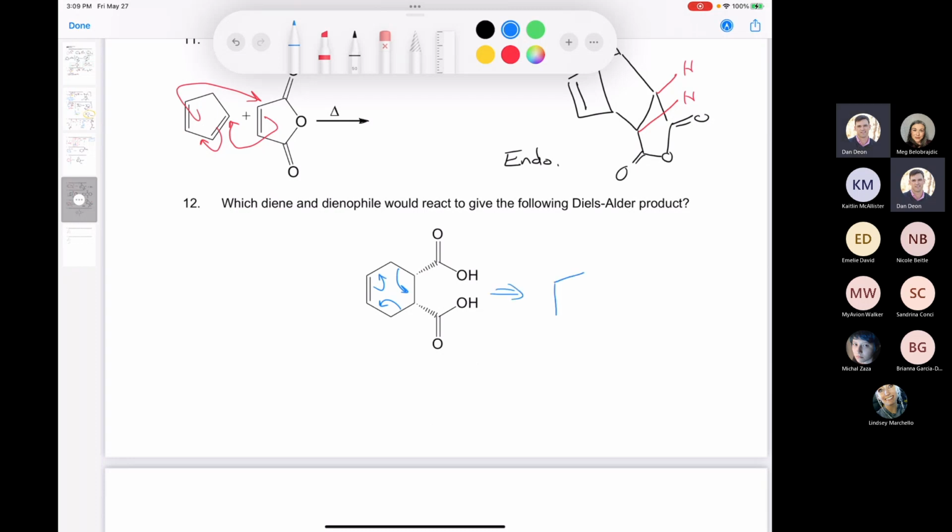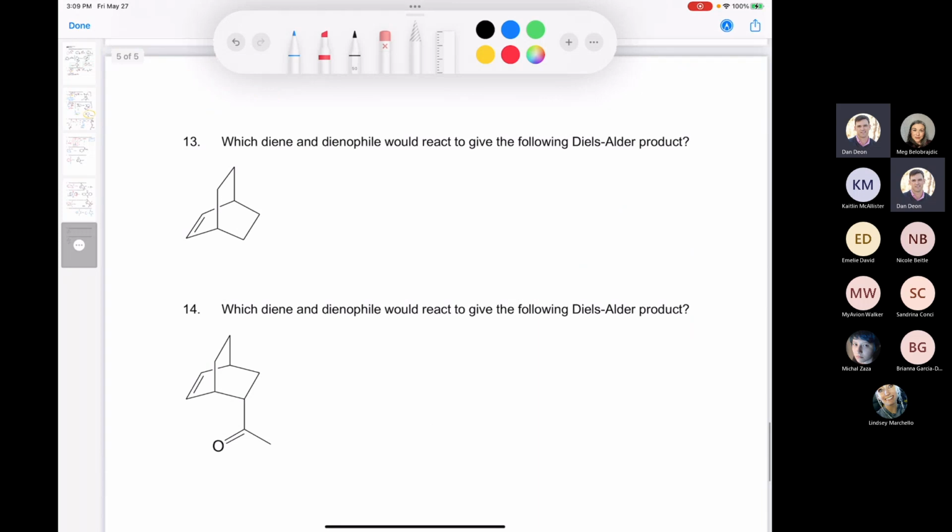We would end up with our classic 1,3-butadiene, and we would end up with this dienophile, which is a cis dienophile, like that. And there you have it. All right, so those are the starting materials for that reaction.